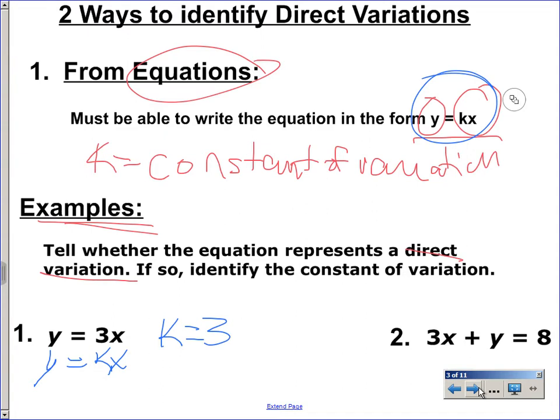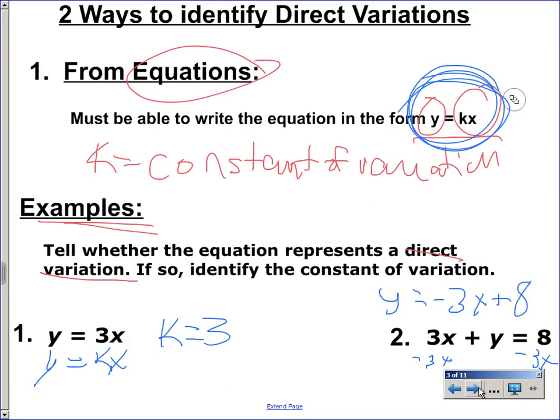When I look at number 2 over here, if I solve for y, because in our equation y equals kx, y is isolated, so we're going to isolate it. I'm going to subtract 3x from each side, minus 3x. I'm going to put my new equation up here. So y equals negative 3x plus 8.